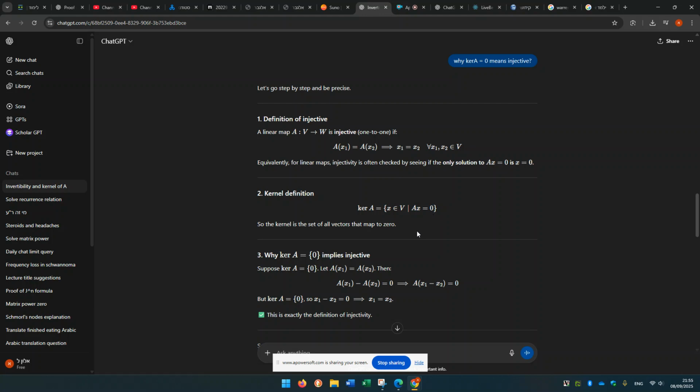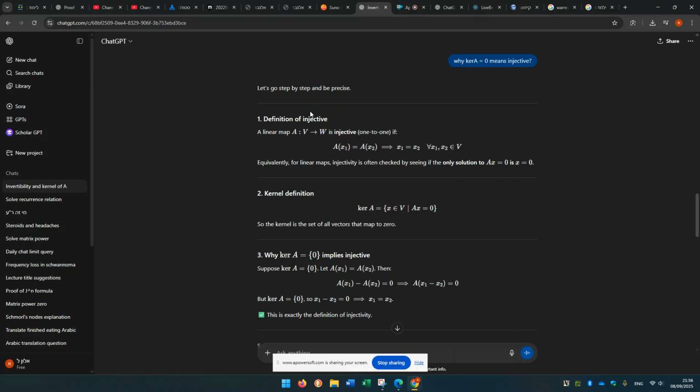This is the kernel. So the claim is that for every matrix, again, doesn't matter if it's square or rectangular, if the kernel is just the 0 vector, then we can say confidently that the matrix, or if you want, the linear map that is represented by the matrix, but let's call it just a matrix, is injective, namely it's one-to-one.